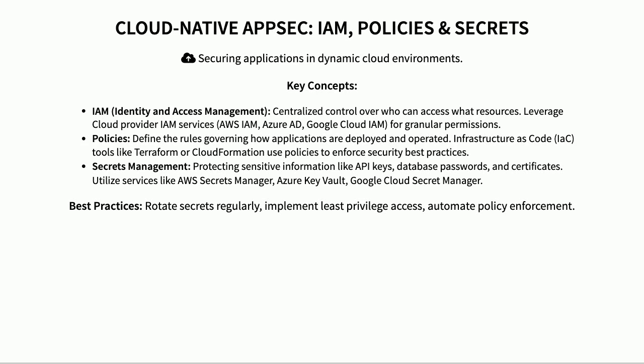Policies are like a set of rules that dictate how your applications are built and run, often through infrastructure as code tools. And finally, secrets management is crucial. We need to keep sensitive information like passwords and API keys safe by using dedicated services designed for that purpose. Regularly rotating secrets and following the principle of least privilege access are key best practices to keep everything secure.